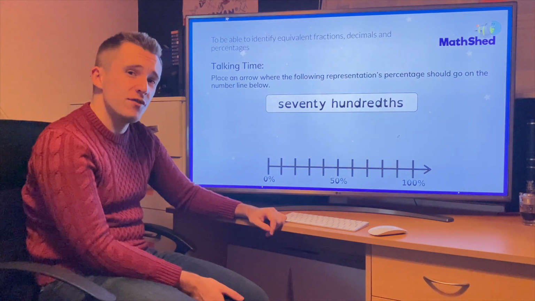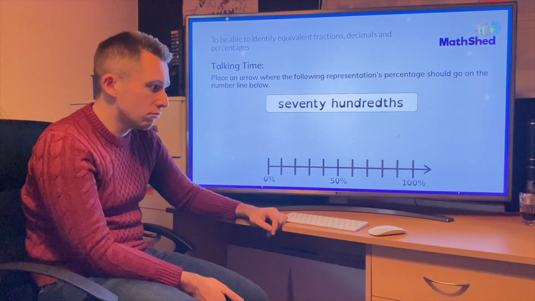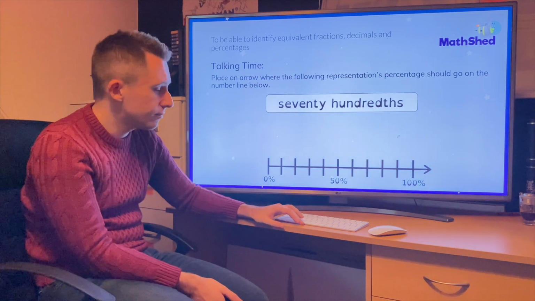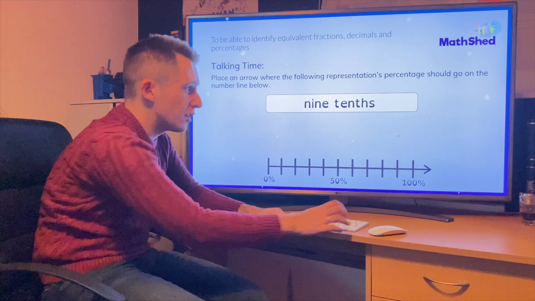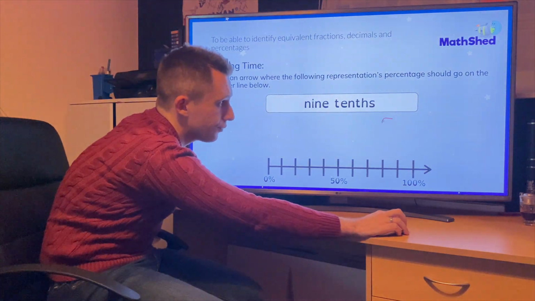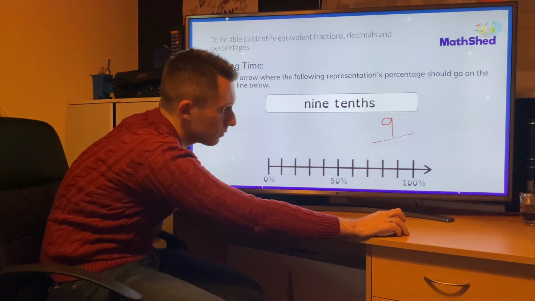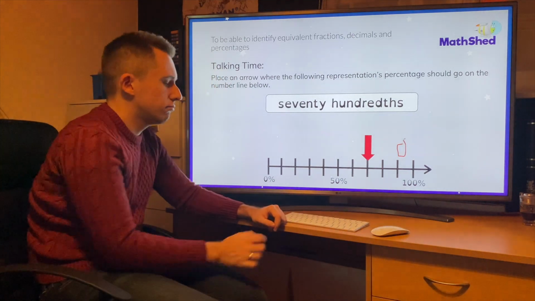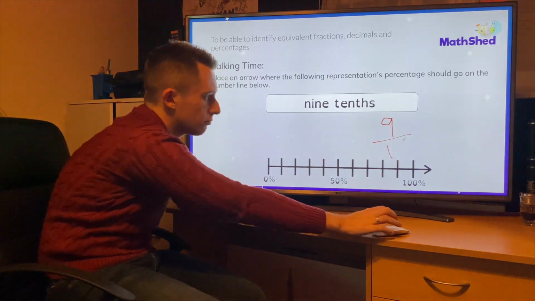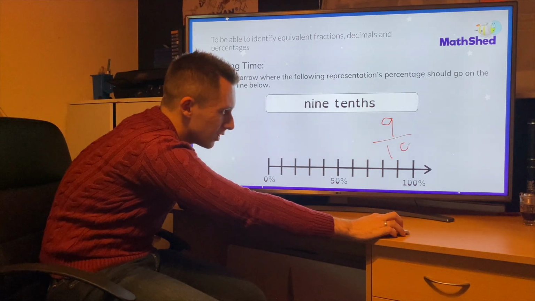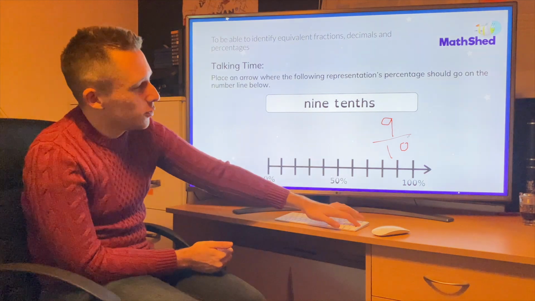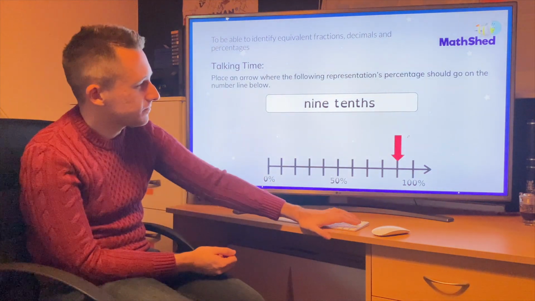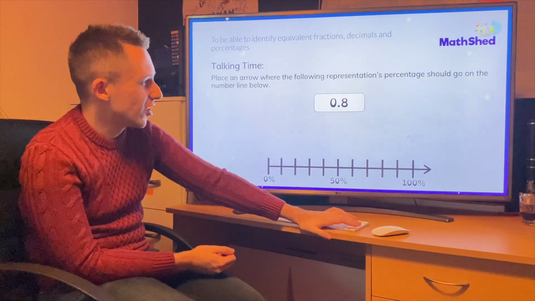If it said 70 hundredths, we would look for 70%. 9 tenths is the same as 9 over 10. 9 out of 10, and that would go there. And so on. We're going to move on.